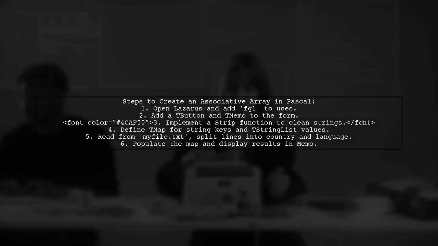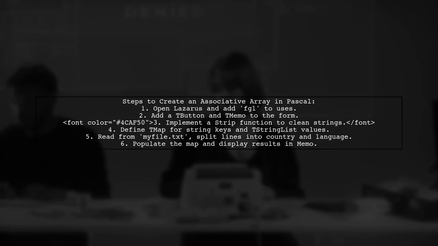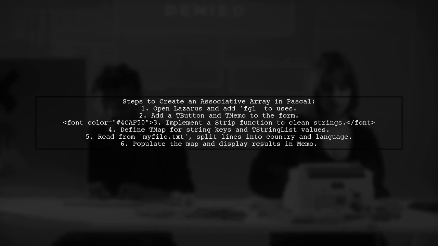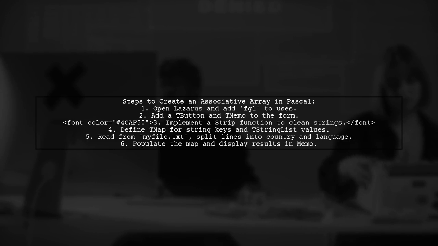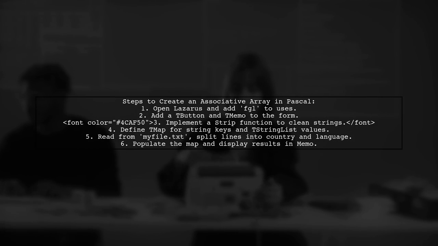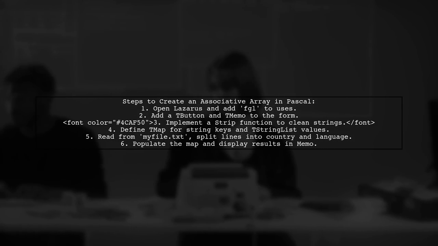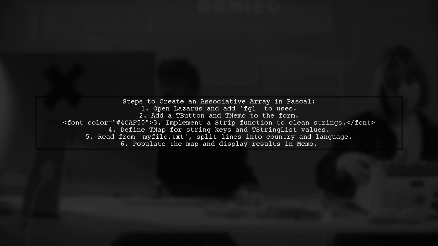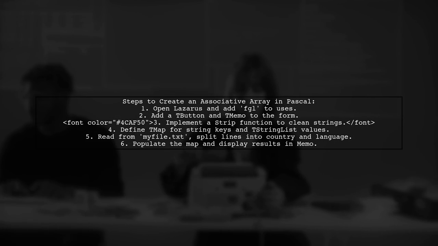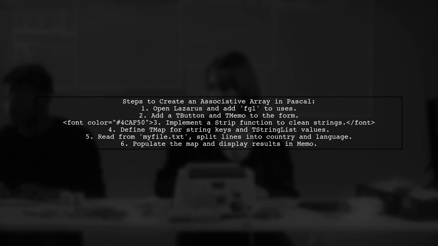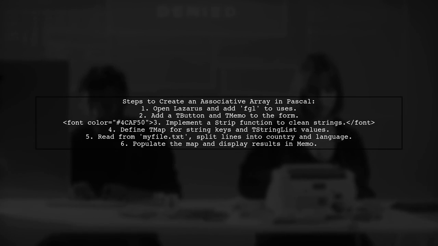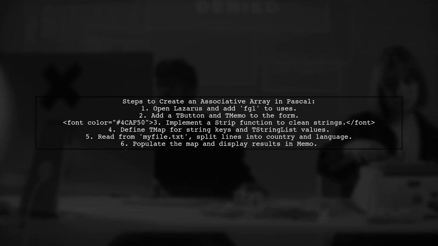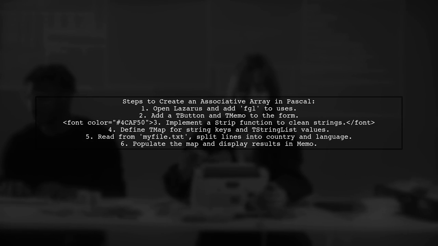To create an associative array in Pascal using arrays for values, start by opening Lazarus and adding the FGL unit. Then add a button and a memo to your form. Implement a function to strip white space from strings. Define a map type for string keys and TStringList values. In the button click event, read from a text file, split each line into country and language, and populate the map. Finally, display the results in the memo.